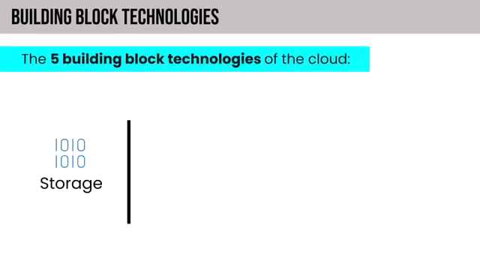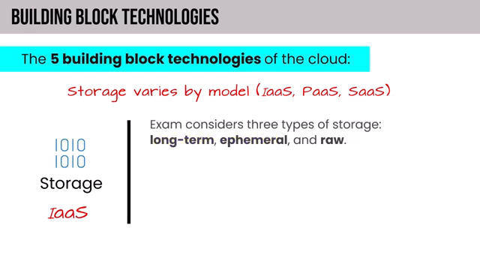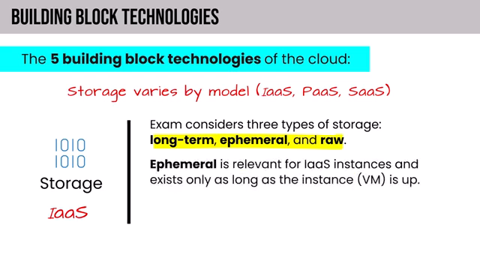Let's move on to storage. Storage varies by model, so whether we're talking about infrastructure as a service, platform as a service, or software as a service, your storage is virtualized as you'd expect. The CCSP exam considers three types of storage: long-term, ephemeral, and raw. Ephemeral is relevant for IaaS instances, and it exists only as long as the instance, the VM, is up. That would be a temp disk generally.